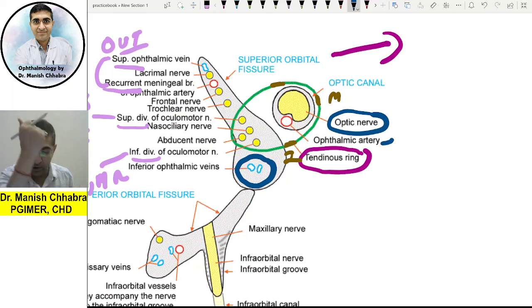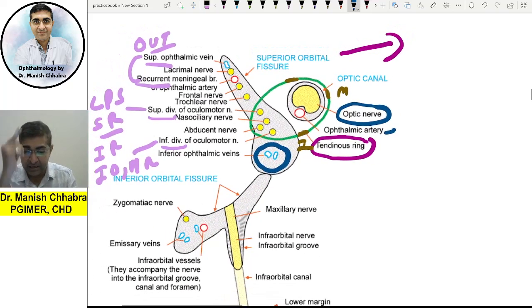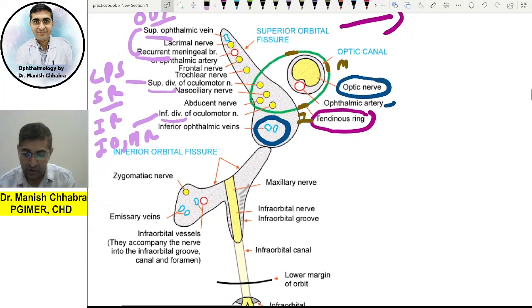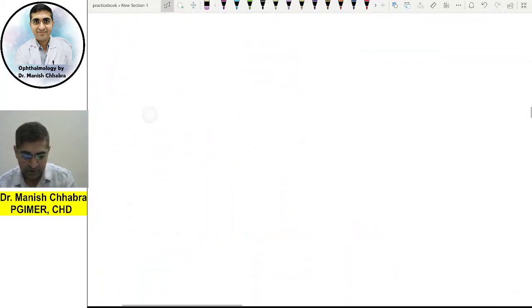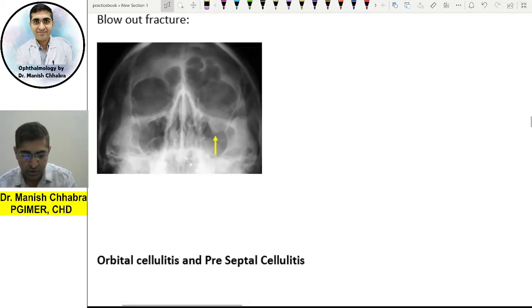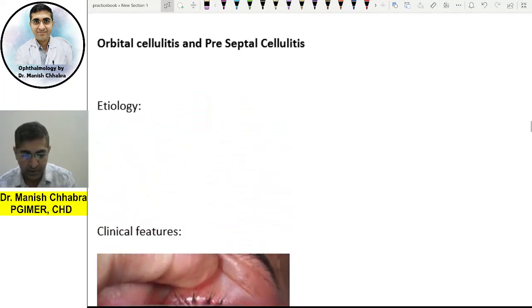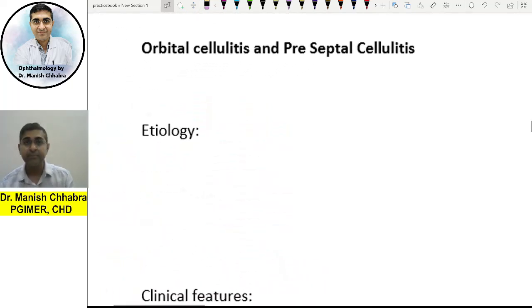boss, a piece of cake. Let's now come to orbital cellulitis. Yes, now coming over to orbital cellulitis. So what is orbital cellulitis? Orbital cellulitis is inflammation of the intraorbital soft tissue. So this is your orbit, this is your eyeball. If there is inflammation of the intraorbital soft tissue, call it orbital cellulitis.